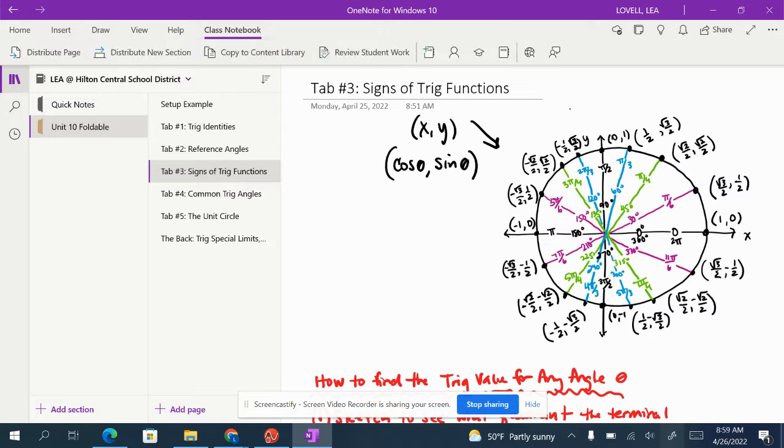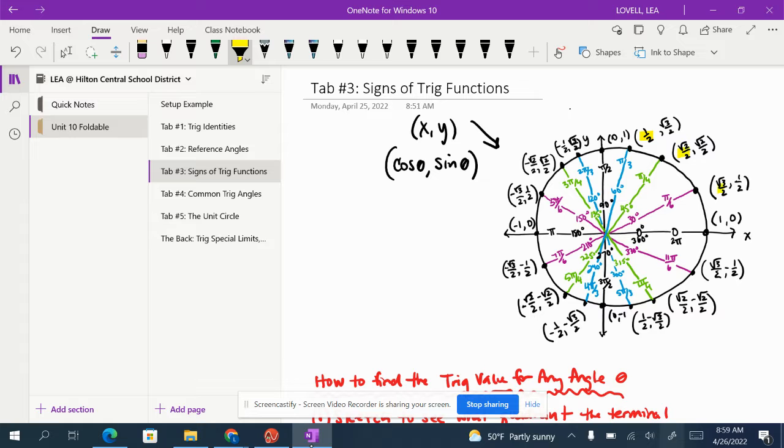If you'll notice, in quadrant 1, all x coordinates are positive. Therefore, we can say that cosine is positive. All y coordinates are positive. Therefore, we can say that sine is positive. And since all trigonometric ratios can be rewritten as sine and cosine, tangent of theta is sine theta over cosine of theta. If sine is positive and cosine is positive, then tangent of theta must also be positive. Therefore, all trigonometric functions are positive in quadrant 1. So we would say that in quadrant 1, all signs are positive, or the sign of all trigonometric functions is positive.